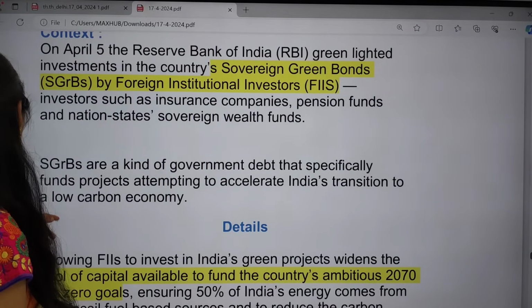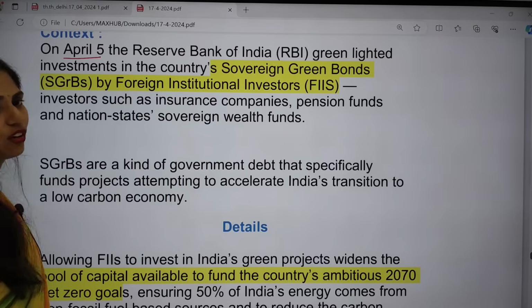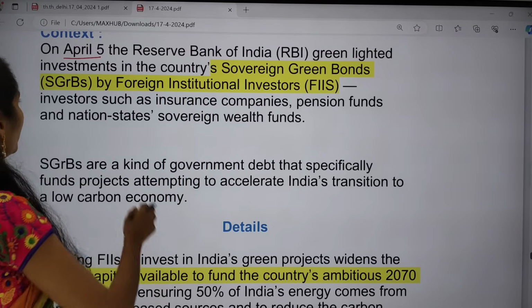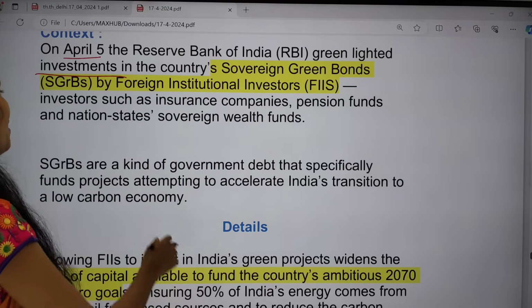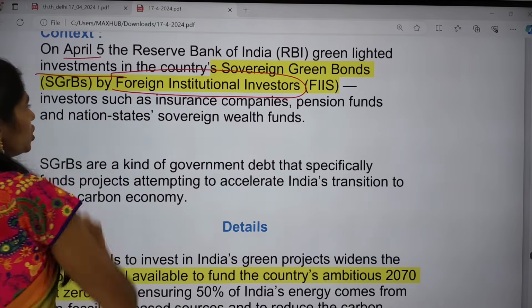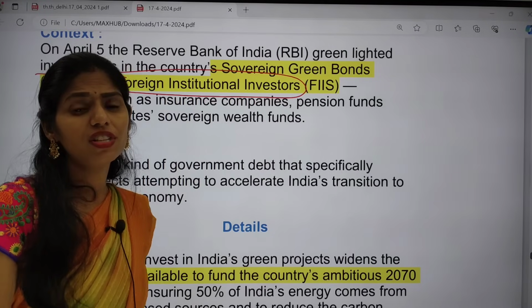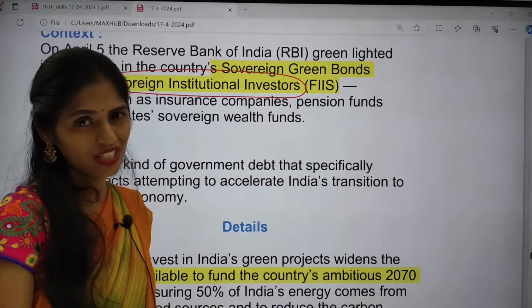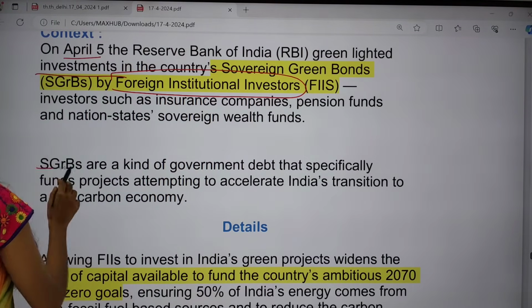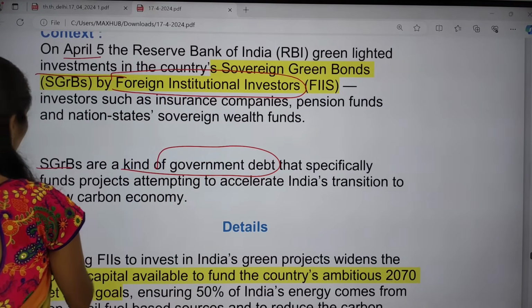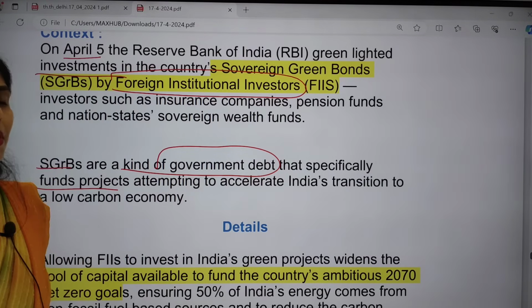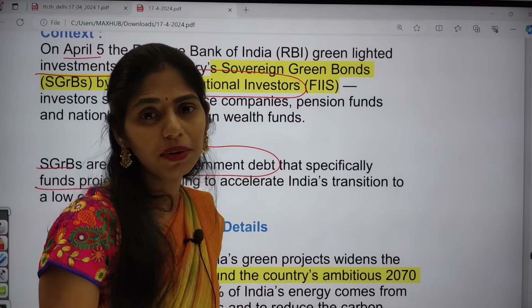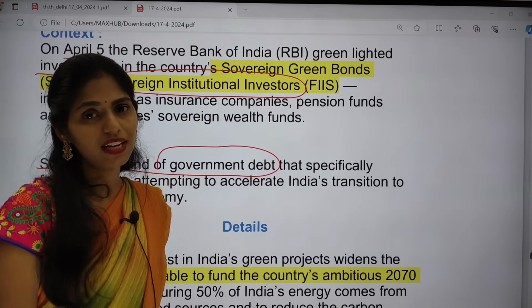If you see the context of why it is in the news, on April 5th, the Reserve Bank of India gave the green signal for investments in sovereign green bonds, not gold bonds, green bonds, by FIIs, that is foreign institutional investors. Now foreign institutional investors can invest in sovereign green bonds. So that is the meaning here. Sovereign green bonds are a kind of government debt for projects that attempt to accelerate India's transition to a low carbon economy. As you all know, at COP28 our Prime Minister said that we are going to achieve carbon neutrality by 2070. So we need to take some steps, right? So this is that step.